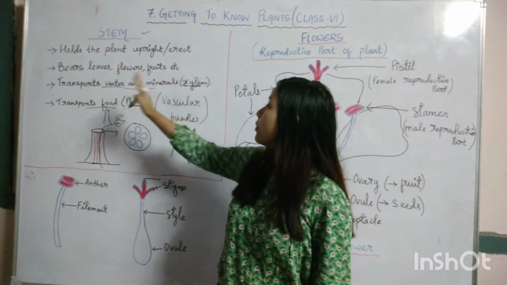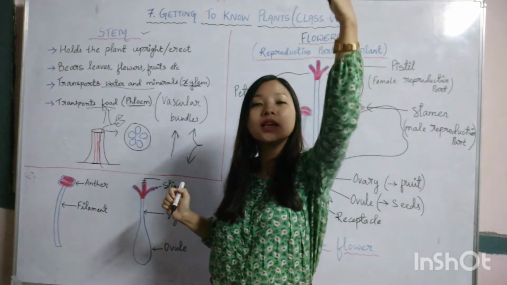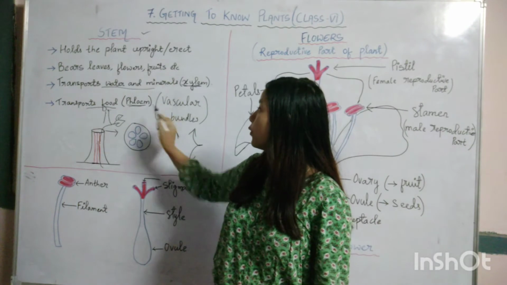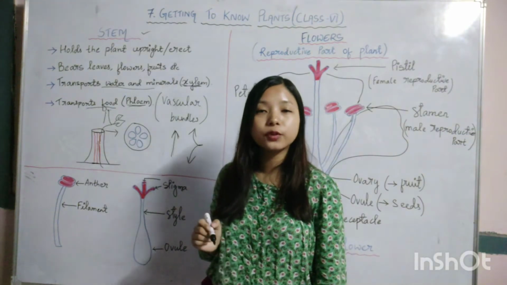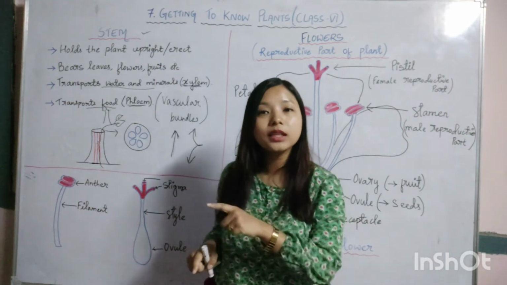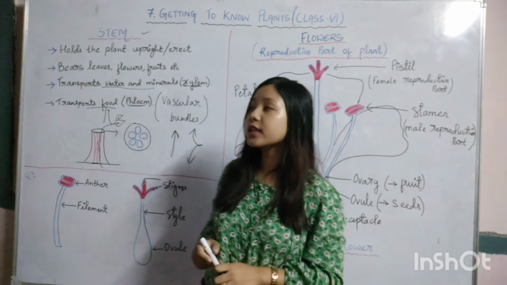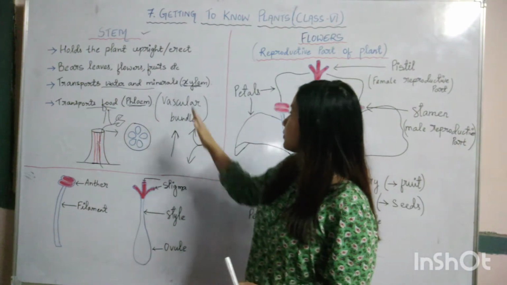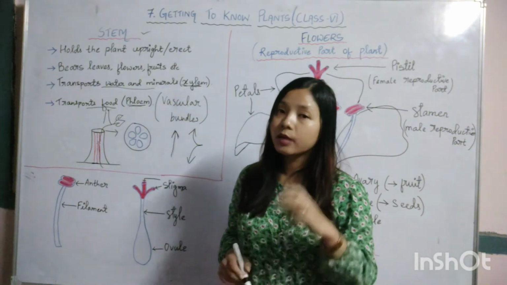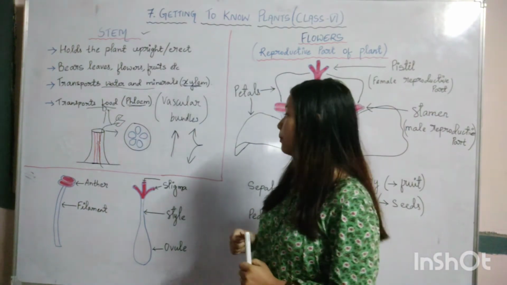So xylem mainly takes part in the transportation of water and minerals from the roots to the other parts of the plant in the upward direction, while phloem helps in the transportation of food from the leaves to all the other parts of the plant, and here both the upward as well as downward movement takes place. So xylem and phloem together are called vascular bundles, and with the help of a microscope you can observe them.